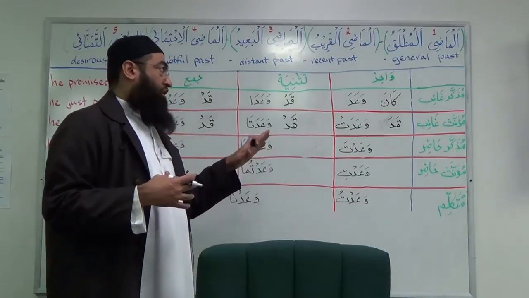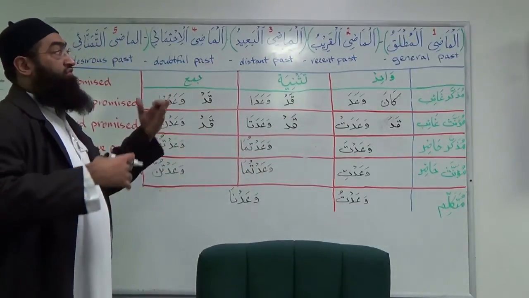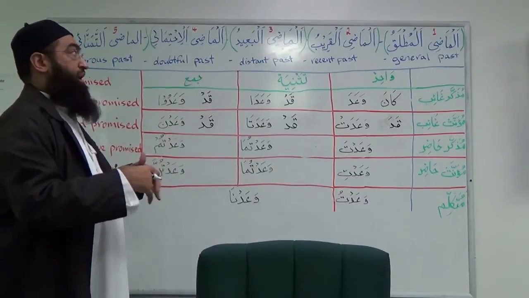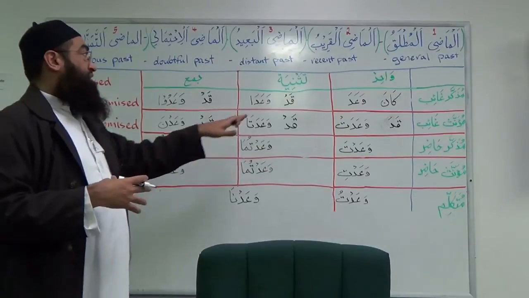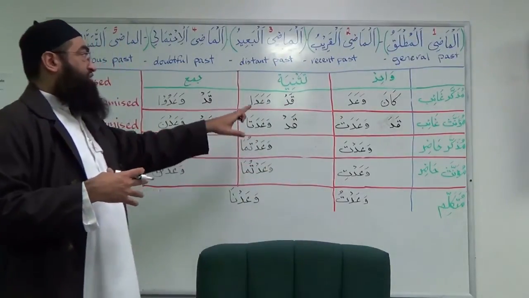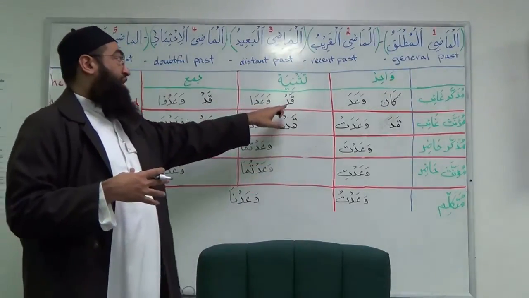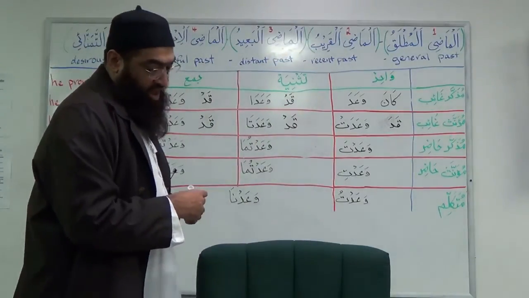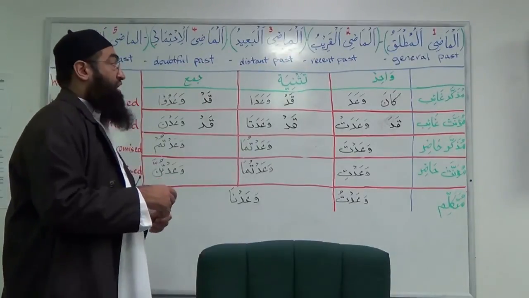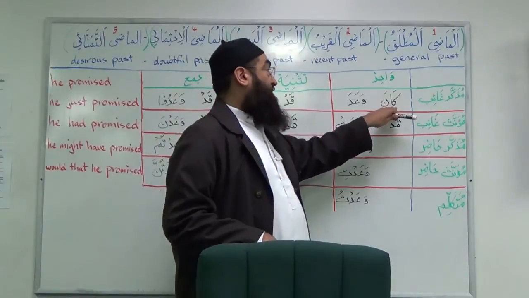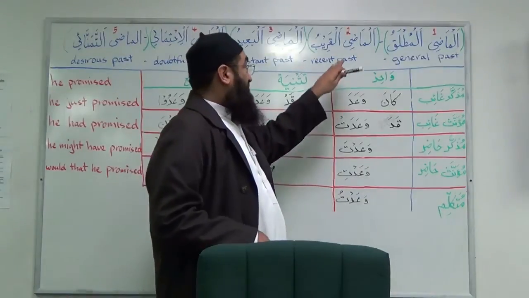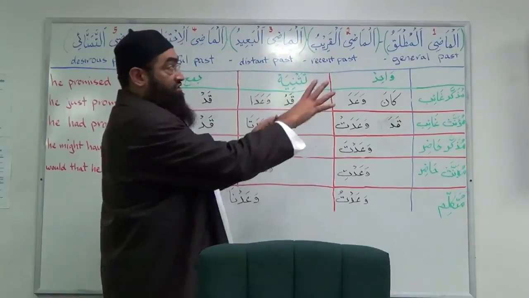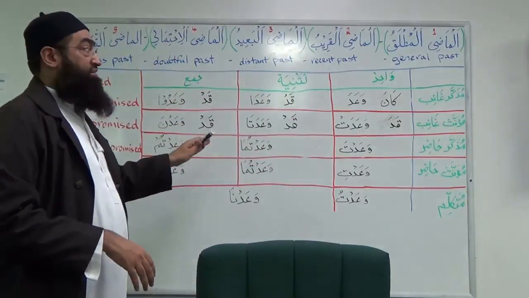So qad will change the meaning of fi'l al-madi from past or general past to recent past, but the word itself will stay the same as far as qad is concerned. But unlike qad, kana is different. Kana is also a verb. It comes for Madi Ba'id to change the meaning from general past to distant past.